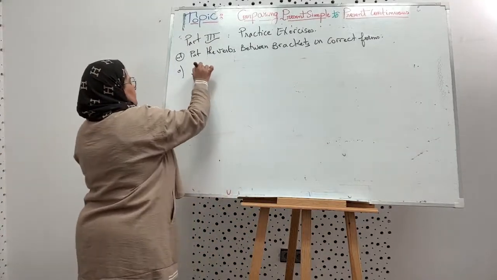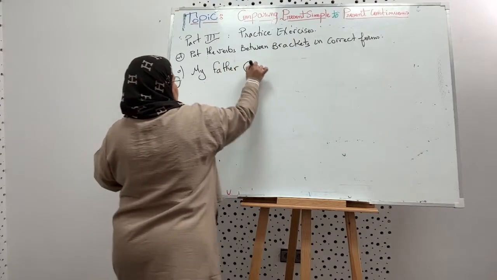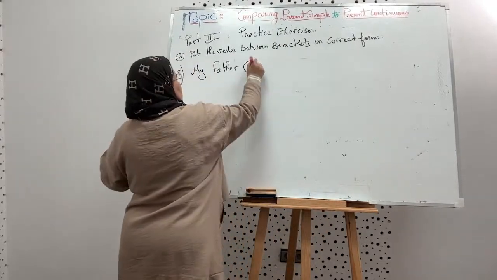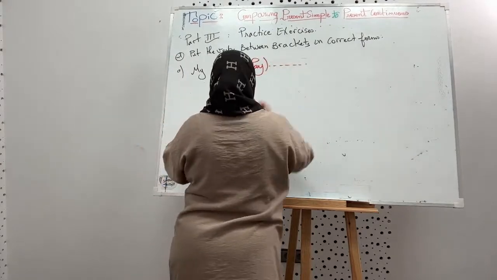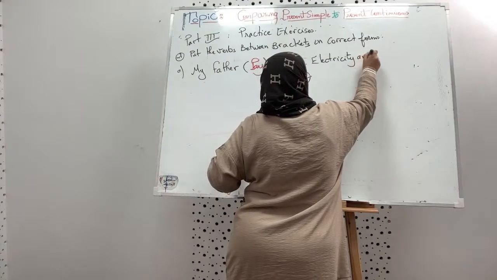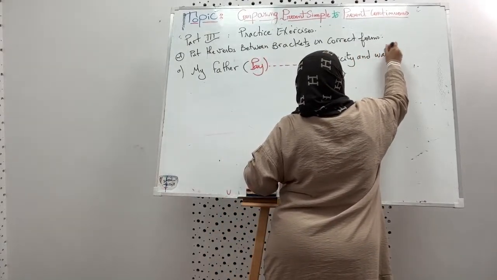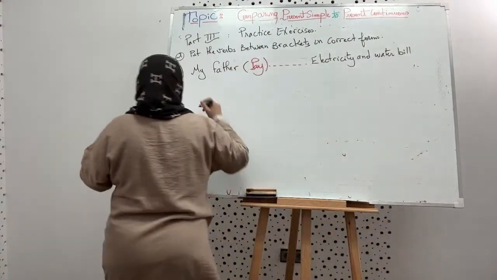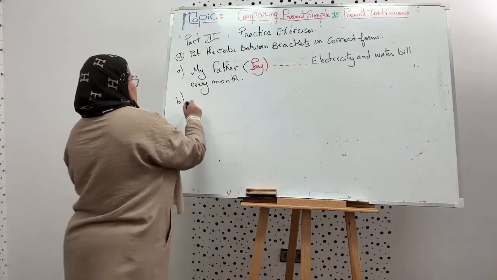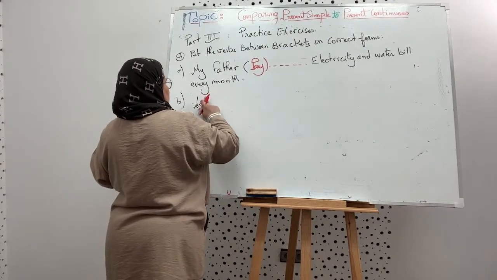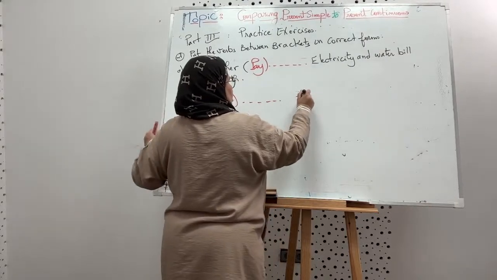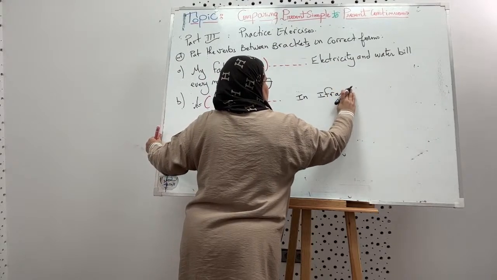My father (pay) electricity and water bill every month. B. It (snow) in Ifran every winter.